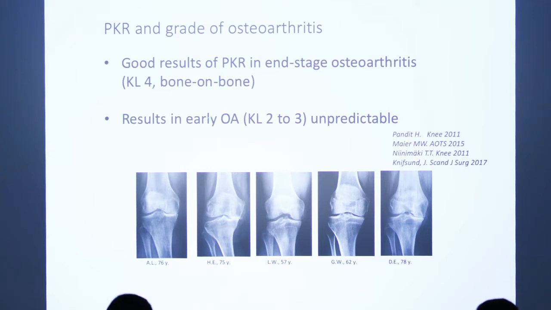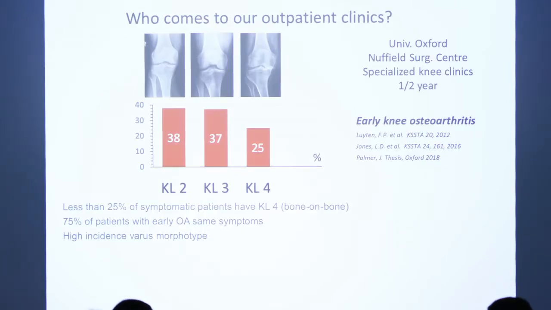In early stage osteoarthritis cases, like Kellgren-Lawrence 2 or 3, the results are completely unpredictable, and this is proven in many, many studies. So this is one very big classifier for your decision making. Do I have Kellgren-Lawrence stage 4, end stage osteoarthritis? If you don't have that, you don't have to discuss anymore.